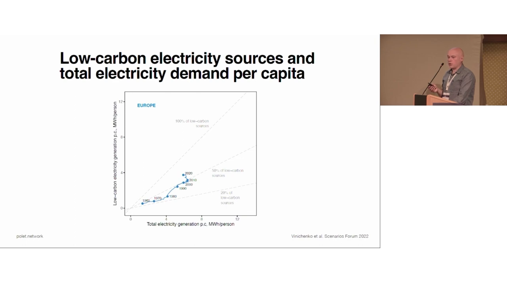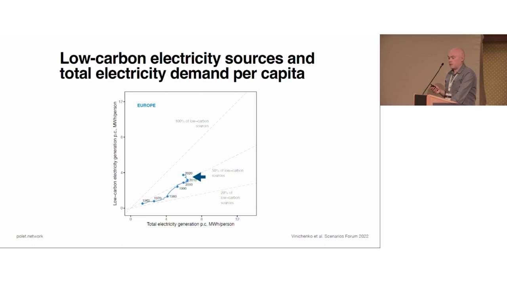So this is a historical trajectory for Europe. And here we see two periods of significant decarbonization, one of them being the growth of nuclear in the 1980s, and the other is a more recent growth of renewables against the backdrop of stagnating or even declining total demand.